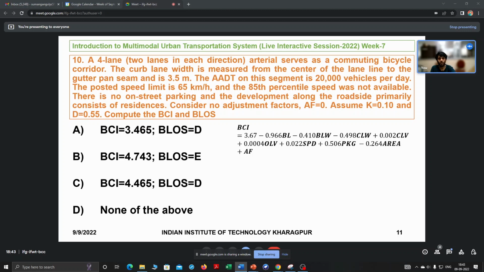PHP is 1100. I don't know, I need to calculate it. Maybe I will calculate it. I will wait, then I will calculate.